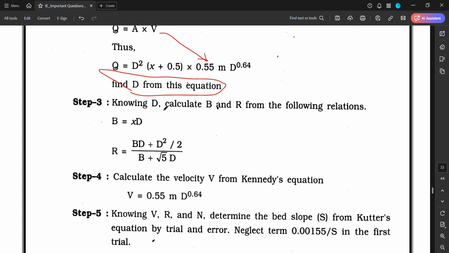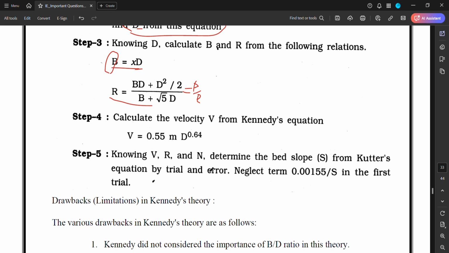Knowing D, calculate B and R from the following relations. B = X × D. We have the value of D, so we can put it here and find out the value of B. R = (BD + D²/2) / (B + √5 D), which is A by P. Calculate the velocity V from Kennedy's equation. So V = 0.55 m d^0.64.